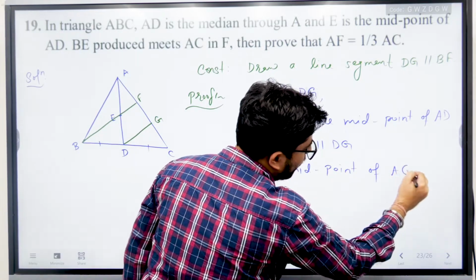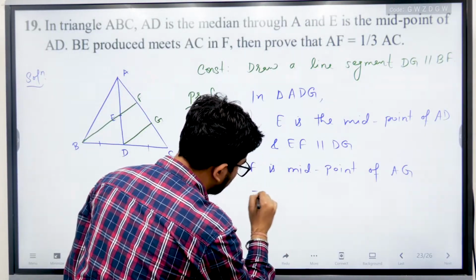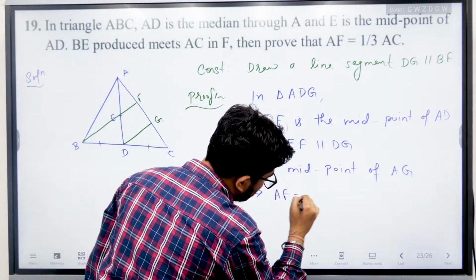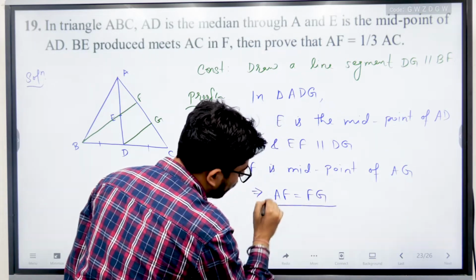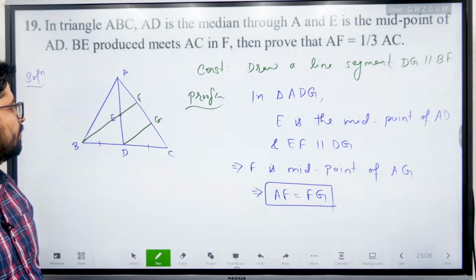So from here you can say F is the midpoint of AG. It means AF is equal to FG. Why is F the midpoint? Because of the converse midpoint theorem.